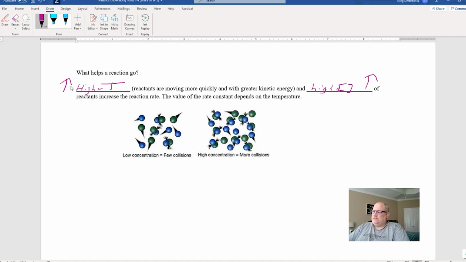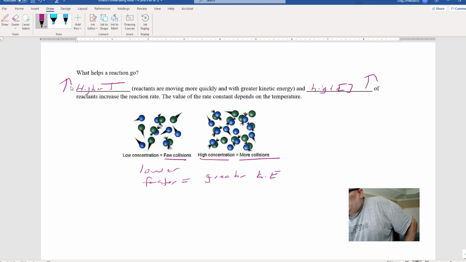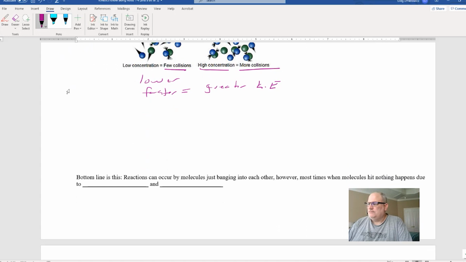So if you have a lower concentration, as this delightful diagram shows, you're not going to have as many collisions, right? And if you have fewer collisions, there are not as many chances for you to react. Obviously, higher concentrations mean more collisions. But also, if you're moving faster, you typically have greater kinetic energy. And that greater kinetic energy provides more energy, and it's more likely that you're going to be able to break all the bonds that you have to break in order to form something new.